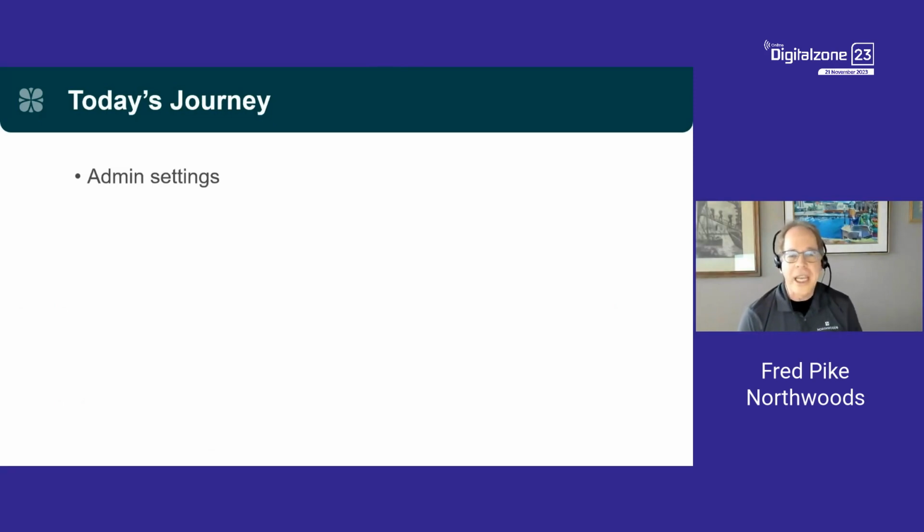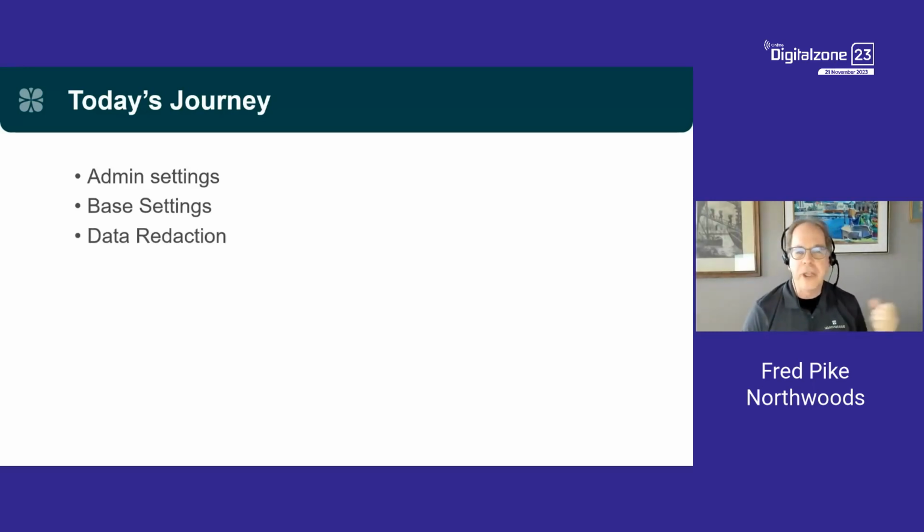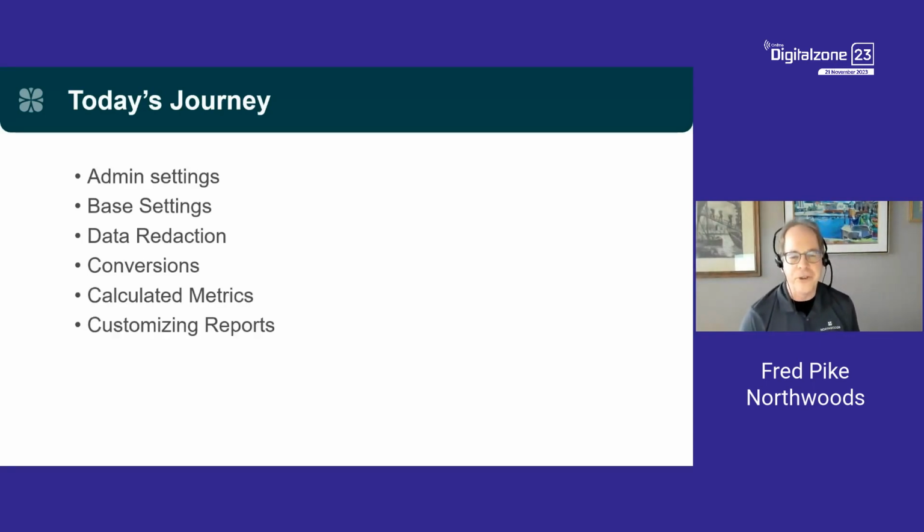So today we're going to be talking a lot about some of the admin settings. If you're not an editor or an admin in your GA4 property, this may not be that helpful, but you will still know the types of things that can happen in GA4 so you can talk to your admin or editor. I'm going to cover really quickly some base settings that every GA4 property should have. Then we're going to be talking about some of the new things that have come up, like data redaction. I'll talk about conversions, calculated metrics, which is new. We'll talk about customizing reports. We'll talk about Google Signals, attribution.